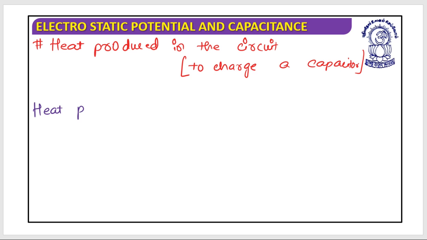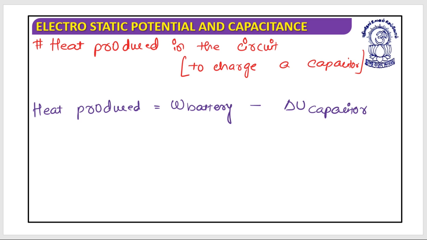Heat produced should be equal to the work done by the battery minus delta U, the change in the energy stored in the capacitor. Delta U is the change in the energy stored in a capacitor.